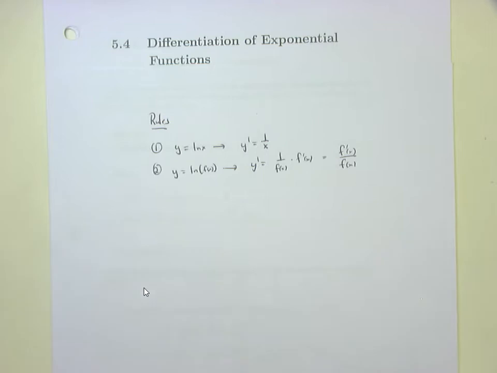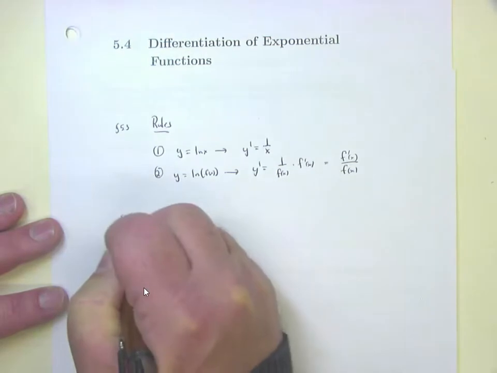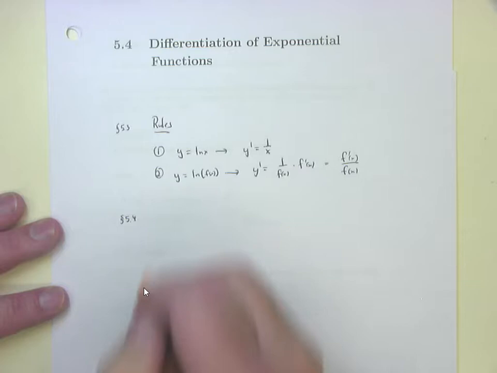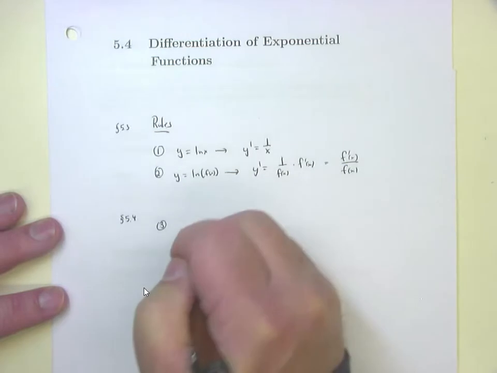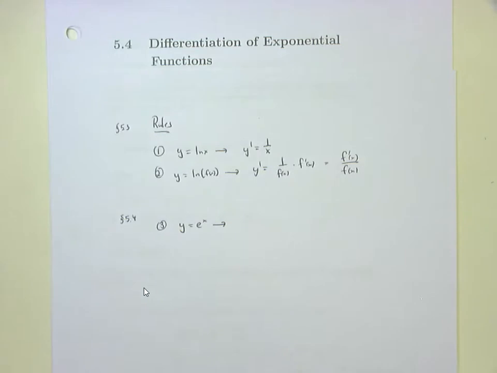Now, this was in section 5.3. In section 5.4, we're looking at the exponential form. So continuing with the rules, here's rule number 3. If y equals e to the x, that e base is 2.71828 and goes on forever. That natural number e shows up in nature naturally.